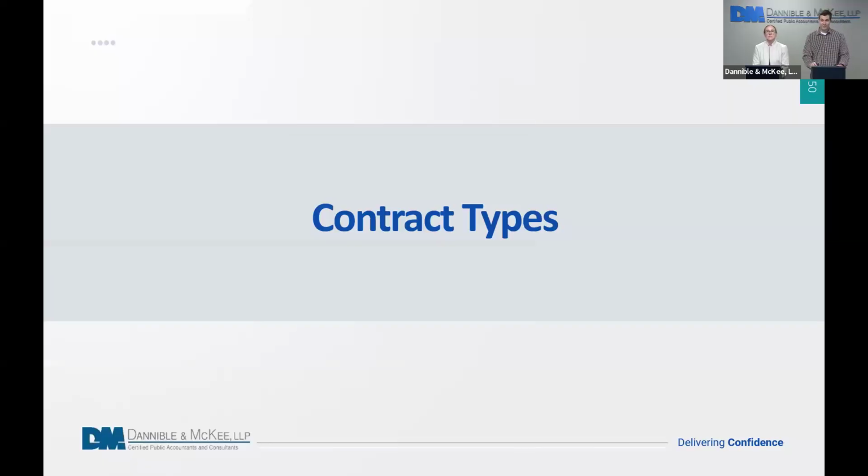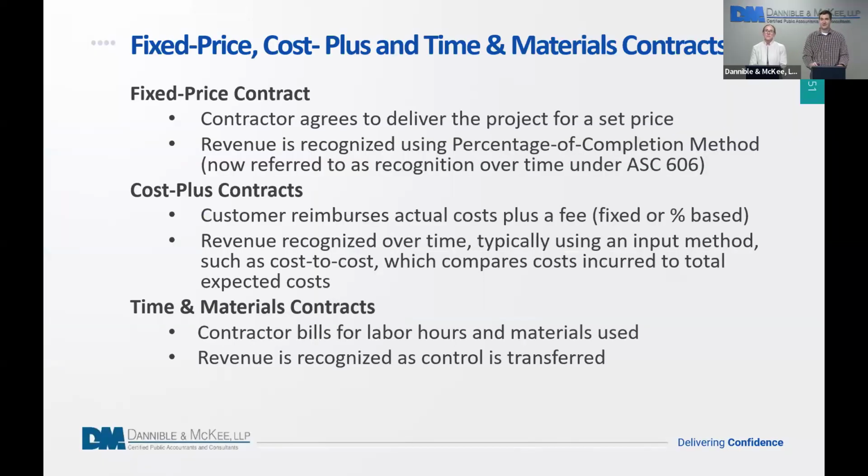So we're going to take a minute and go through the different types of contracts. You have fixed price contracts where a contractor agrees to deliver the project for a set price. Revenue is recognized again using the percentage of completion method, which is now referred to as recognition over time under ASC 606. But if you have a fixed price contract and control is transferred to the customer throughout the process, you would use the percentage of completion method that we just went over before.